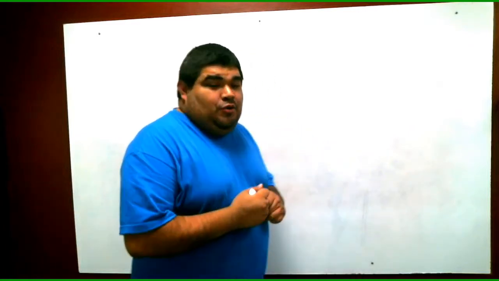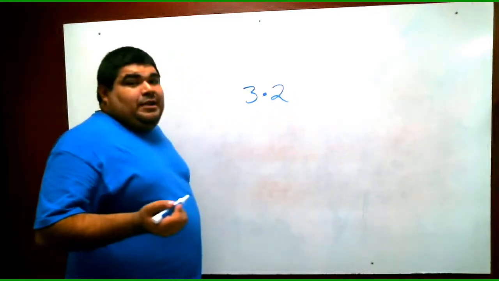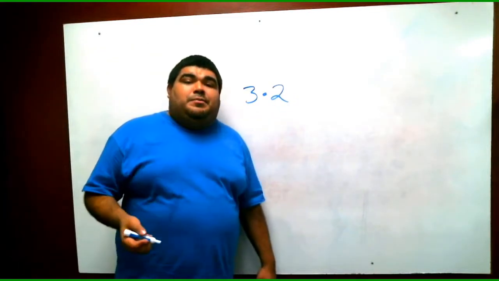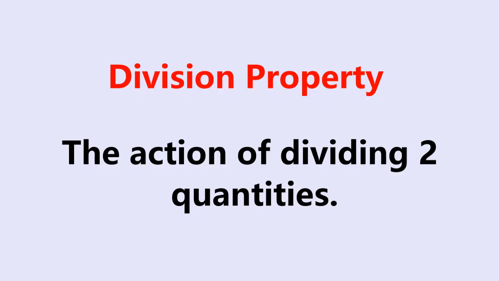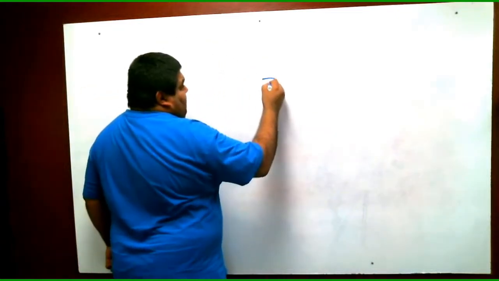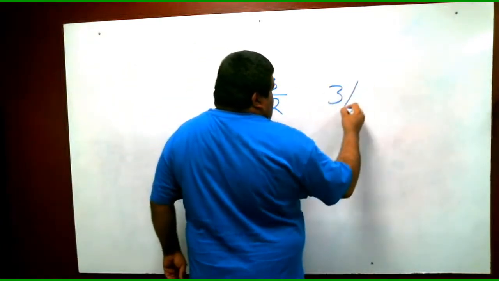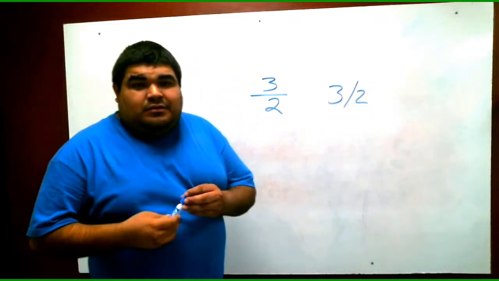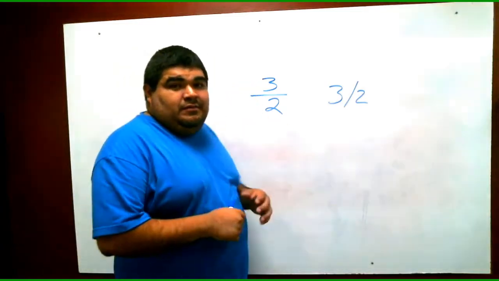Multiplication property is when you're multiplying two numbers. You can have 3 times 2. They're multiplying, right, to each other. So that is multiplication property. It's just telling you what two numbers are doing. The division property is just, again, two numbers that tell you what they're doing. In this case, two numbers are being divided. So all division property is telling you is, what are we doing with two numbers? They're being, in this case, divided.